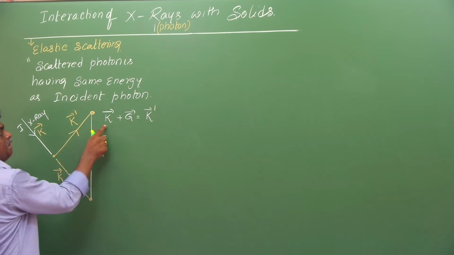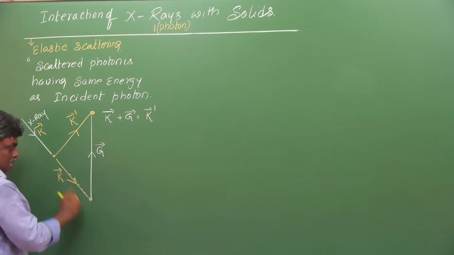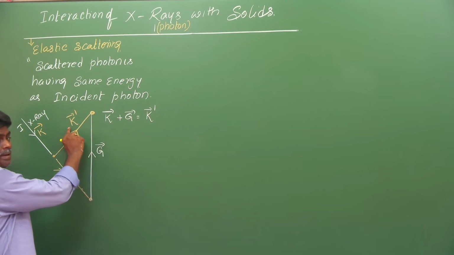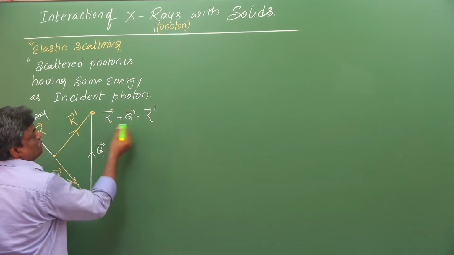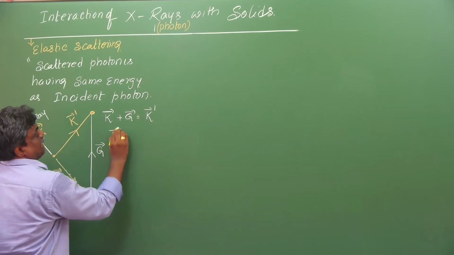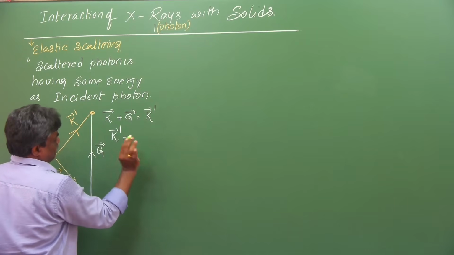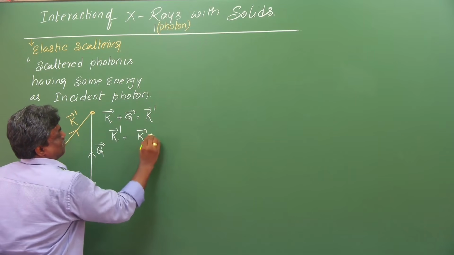Listen carefully. K vector, triangle of addition of vectors: K plus G equals, that's good. So I can take this K prime equals, okay, already taken the same thing, K vector plus G vector.